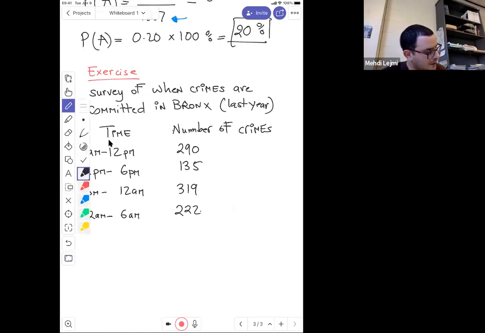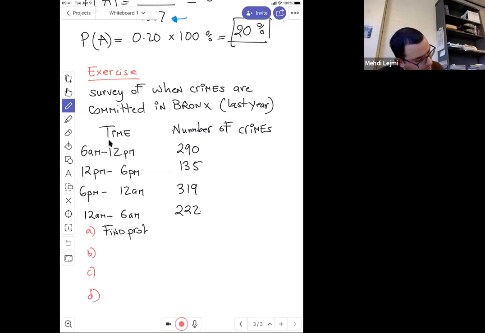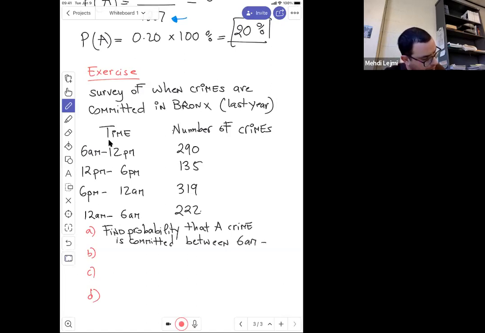So the question is, A, B, C, D. We need to find the probability, in A, that a crime is committed between, let's say, 6 a.m. and 12 p.m.